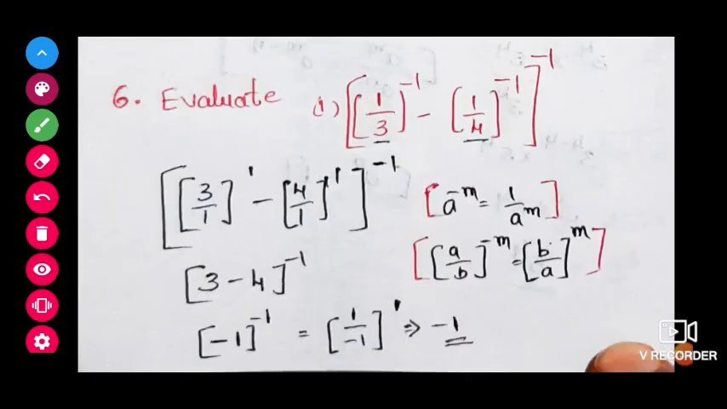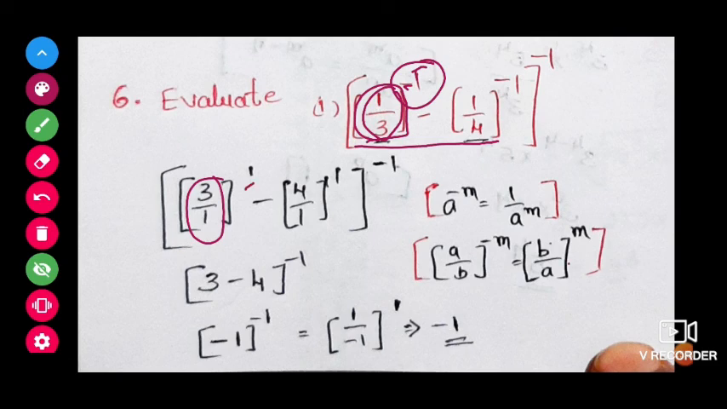Next, evaluate 1 by 3 whole to the power minus 1 minus 1 by 4 whole to the power minus 1, whole to the power minus 1. So what we have to do, children, first we will start simplifying from inside. So first this bracket, if we take 1 by 3 whole to the power minus 1, it is there. So minus 1 we cannot apply, no. So to make it as a plus 1 we have to take 1 by 3 reciprocal. So 3 by 1 whole to the power 1. Same way here 1 by 4 whole to the power minus 1, 4 by 1 whole to the power 1 and whole to the power minus 1.